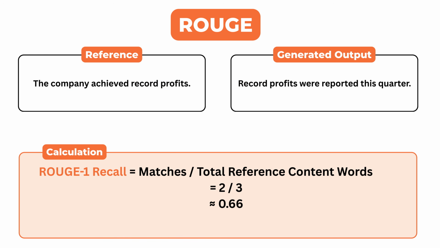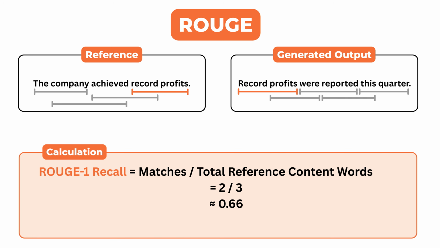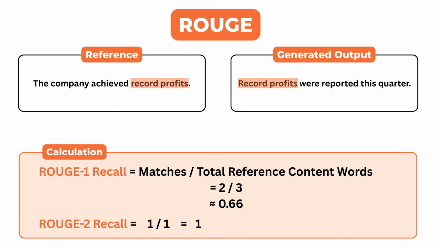For ROUGE 2, we look at 2 gram overlap. The reference has the pair record profits. The generated summary also contains the same pair. So ROUGE 2 recall becomes 1 out of 1, which is 1. Since the generated summary captures the main idea even with different phrasing, ROUGE assigns a strong score. This is why ROUGE became the go-to metric for summarization, where meaning matters more than matching sentences word for word.